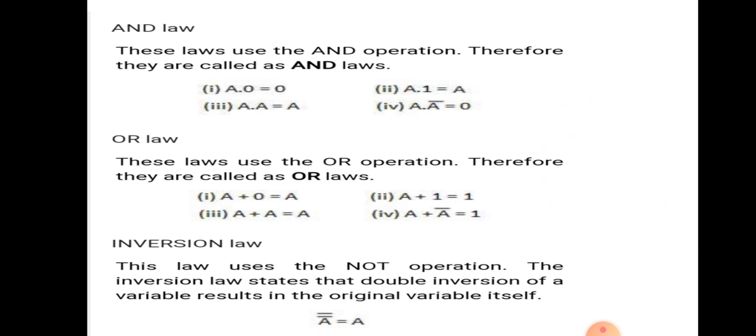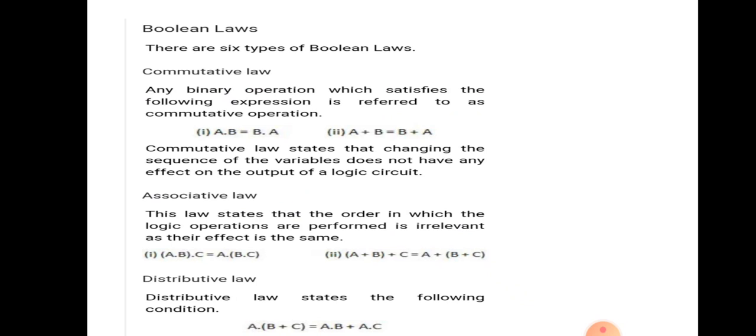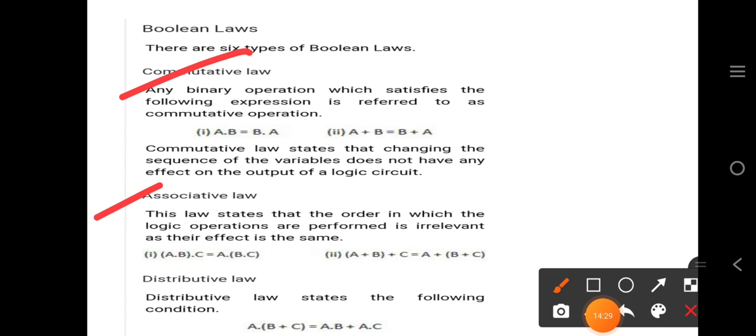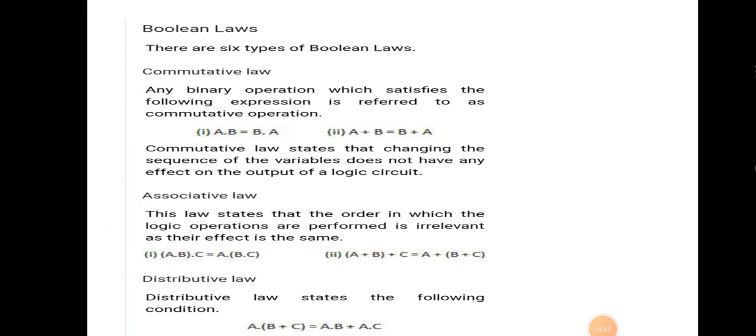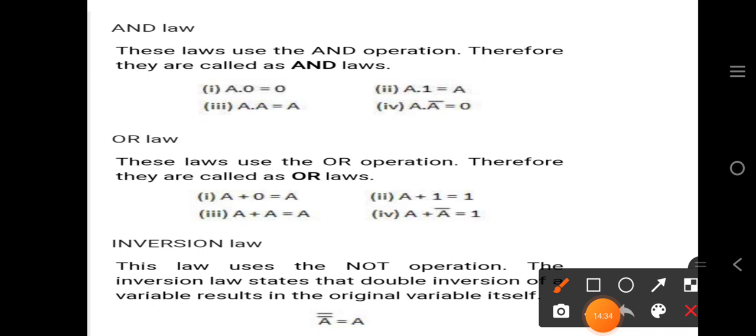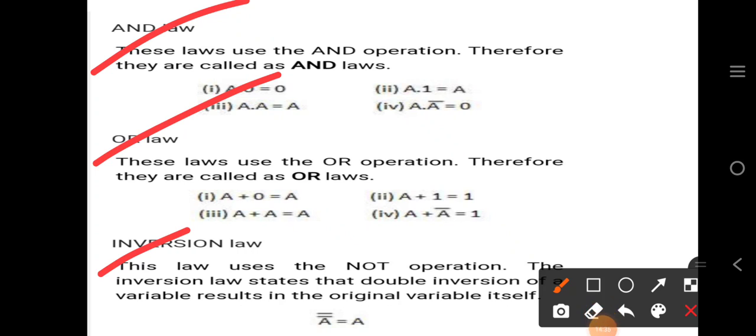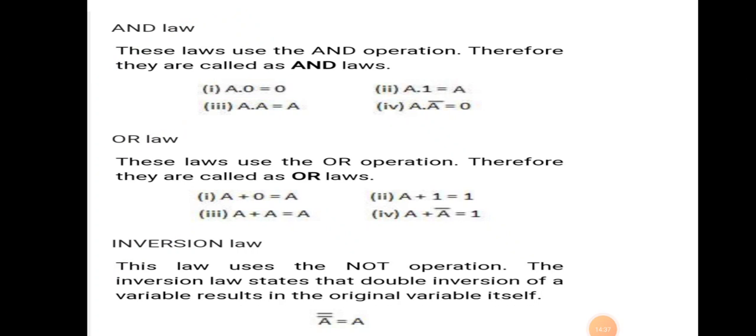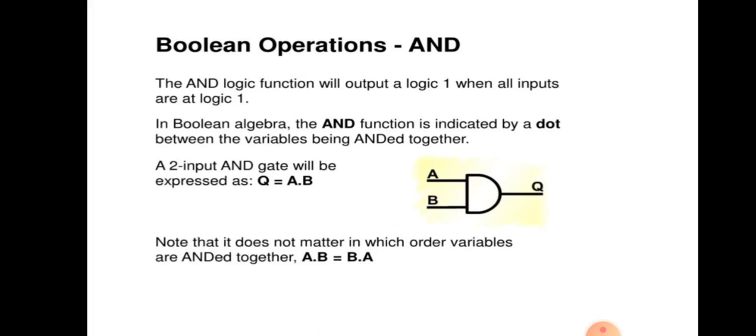So up till now, how many laws have we seen? 3 plus 3, that is 6. First the commutative law, then associative, then distributive. Then we have seen the AND law, OR law and inversion law. So we have finished the 6 Boolean algebra laws.